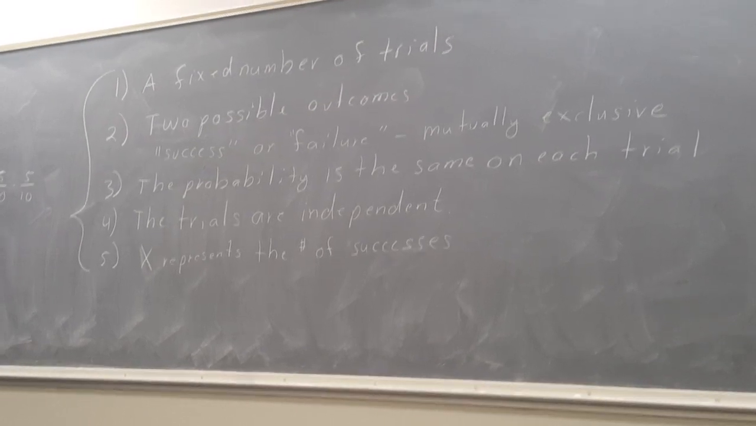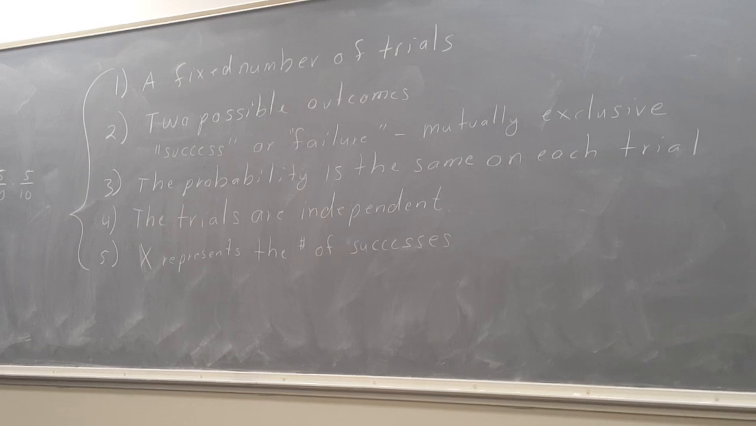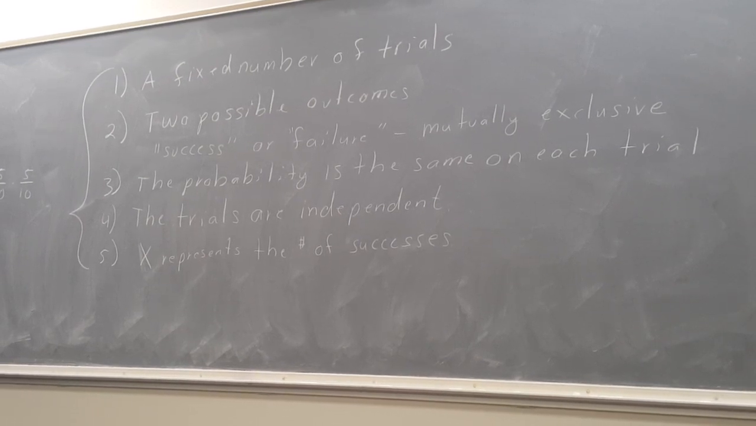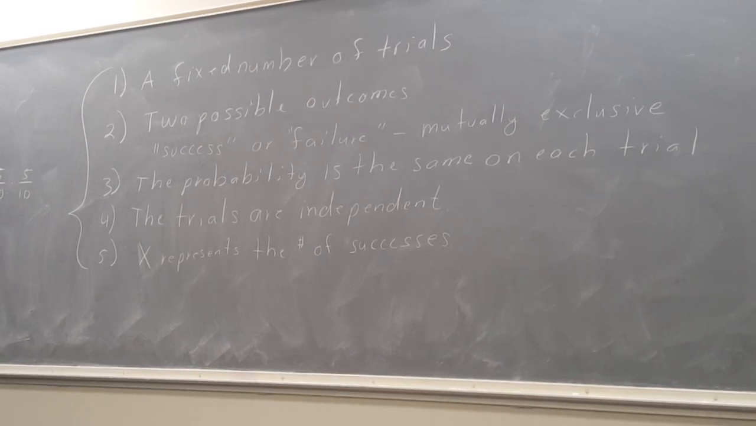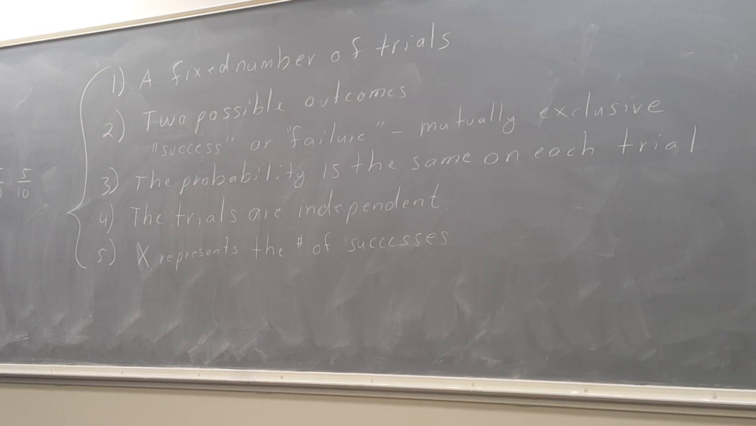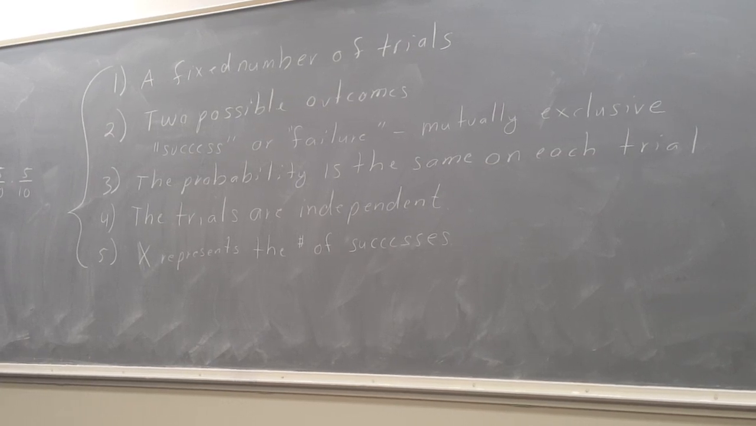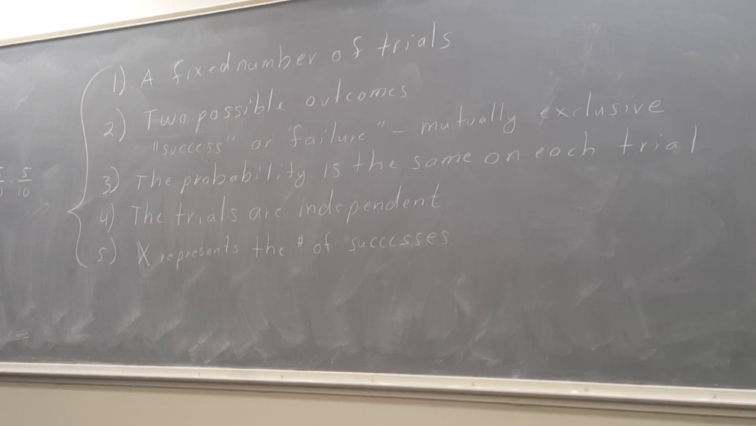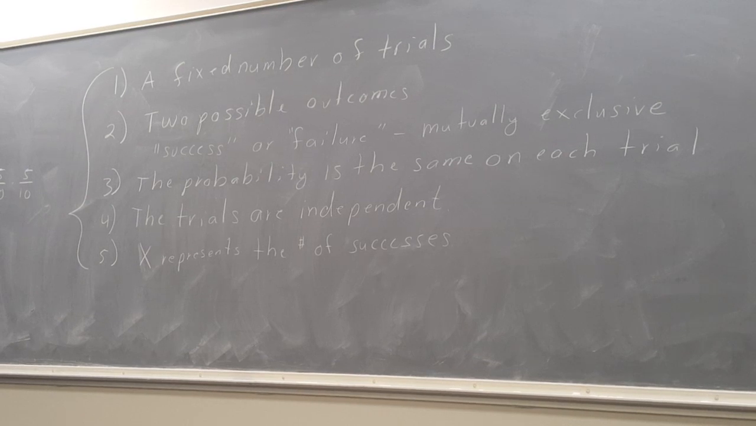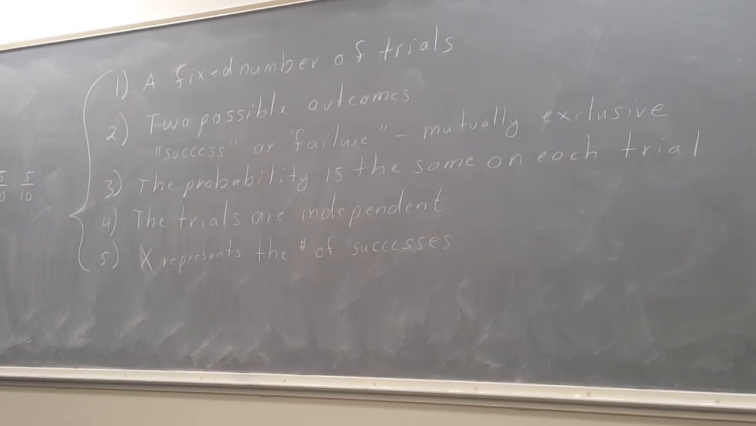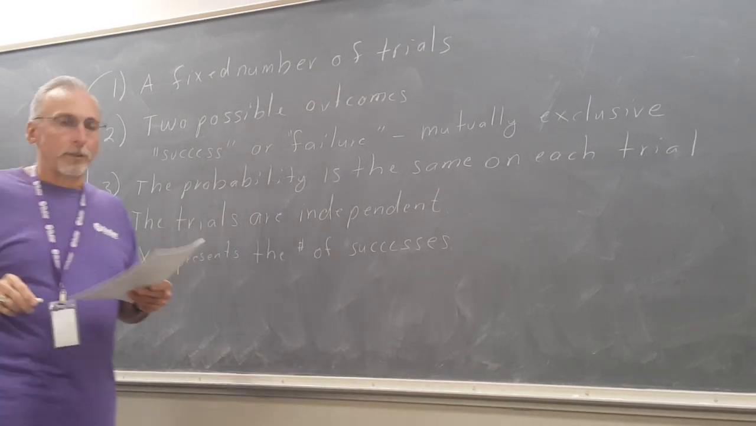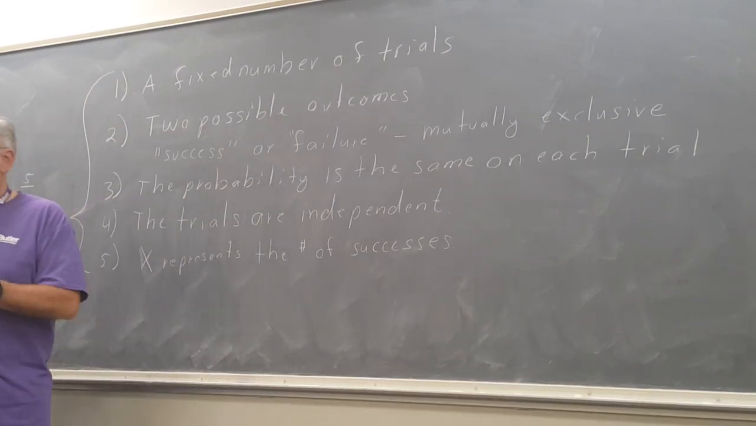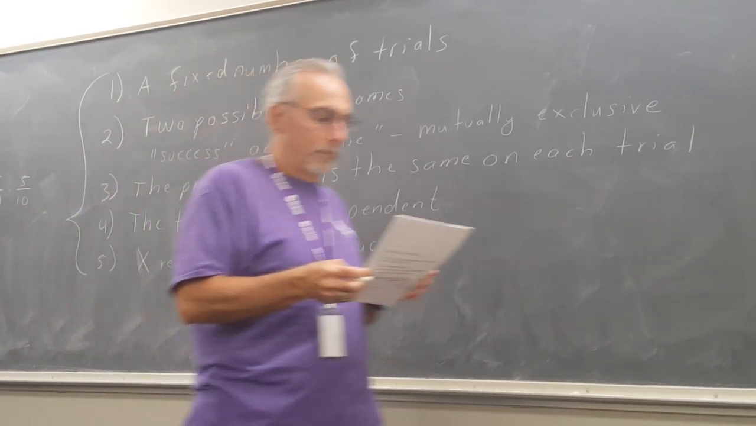Number 4, the trials are independent. Yes, they're independent. And last but not least, it says X represents the number of successes. And yes, because they said so in our notes. It says X be the number of red cards drawn, because that's the number of successes, so number 5 is met. So this is a binomial experiment, because you meet all 5 criteria.